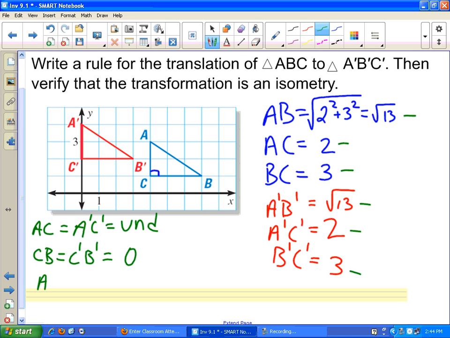And the last one, AB, A prime, B prime. Remember this, how far up or down does this go? 0, 0 divided by how far did this go? 0 divided by 3, 0. Undefined, I go up 2, and then I go over 0. Can I divide by 0?